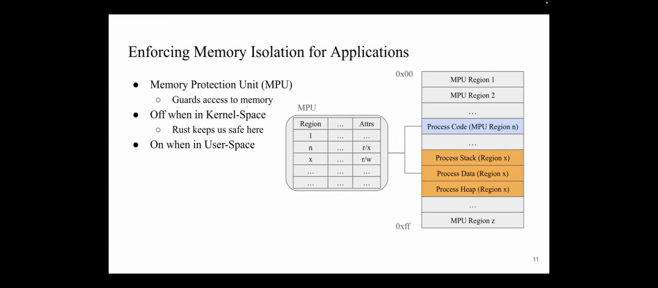Now, when we want to run a process, the MPU is going to get configured by the kernel, and then it's going to be switched on. Specifically, we're going to configure the MPU to allow read and execute access to the process code, which is in Flash, and read and write access to the process stack, data, and heap.